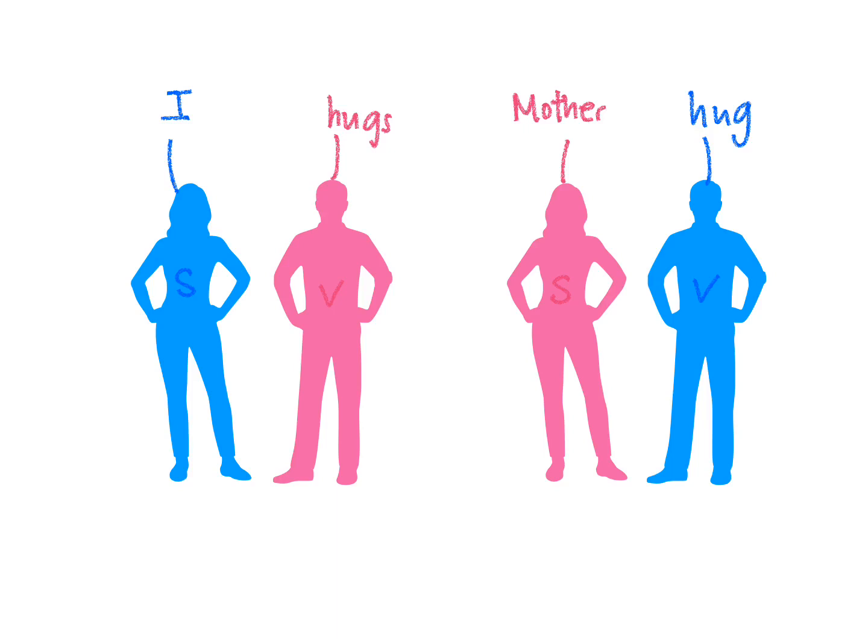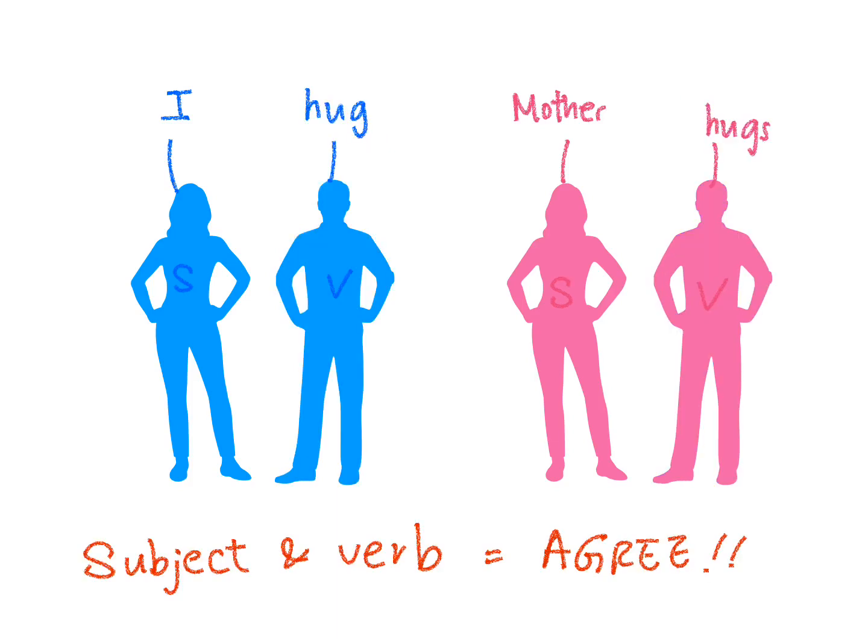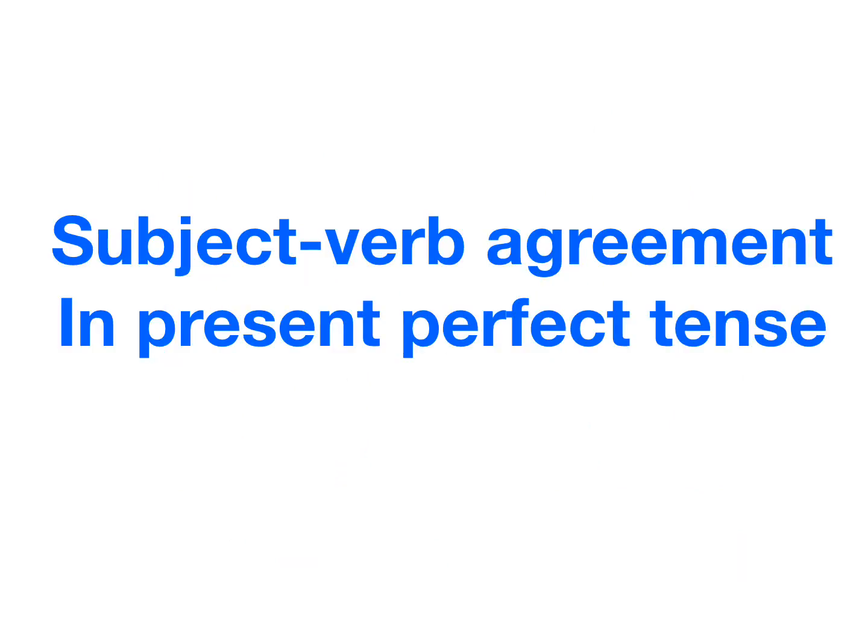So remember, when you do writing, don't match the wrong couples. Don't match the wrong verbs to the wrong subjects. You're ruining relationships. Remember, the subject and the verb are like perfect couples. They need to agree with each other. And that's why this is called subject-verb agreement. Just now, that was the example for simple present tense. Now what about the subject-verb agreement in present perfect tense?